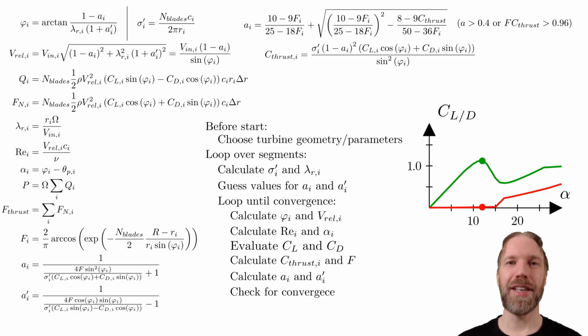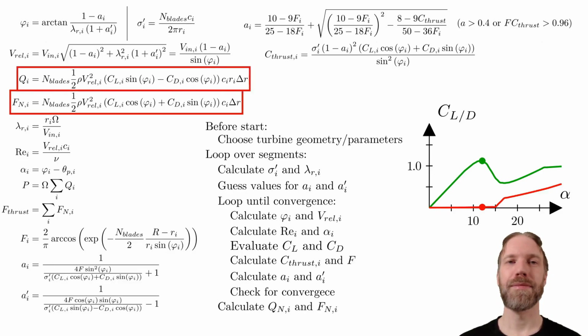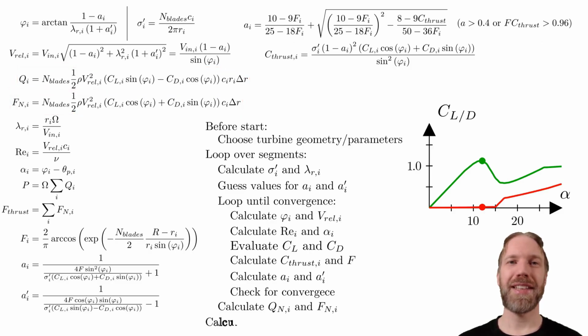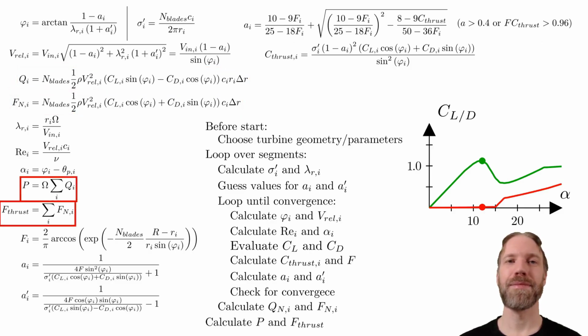If we have convergence, leave the loop and calculate the force and the torque for the segment. When we have looped over all segments, calculate the power and the thrust force. This is done by calculating the sum over all our segments. Now we are done, and we have estimated the performance of the turbine. If we want the power coefficient and the thrust coefficient, just use their definition.